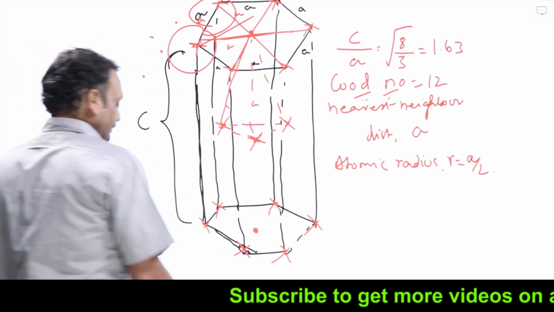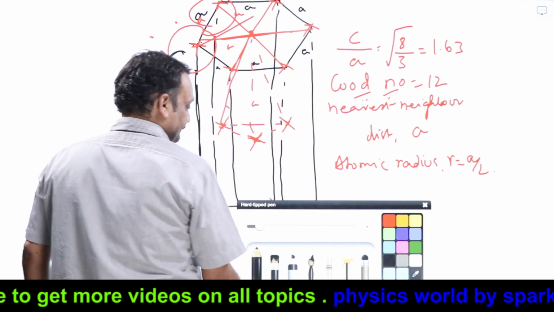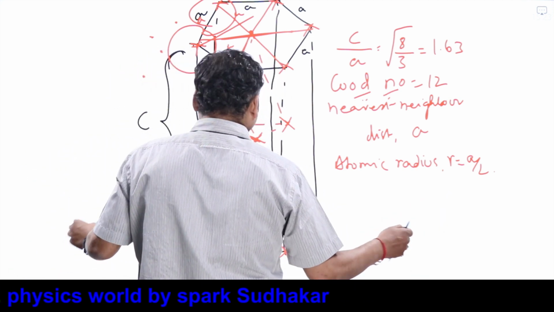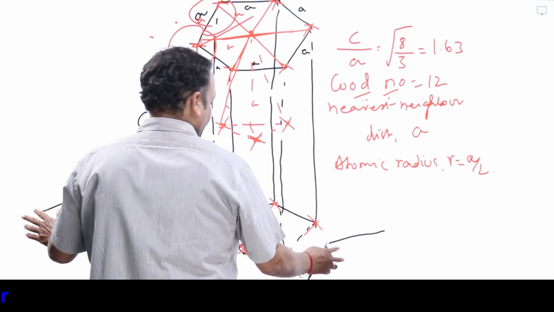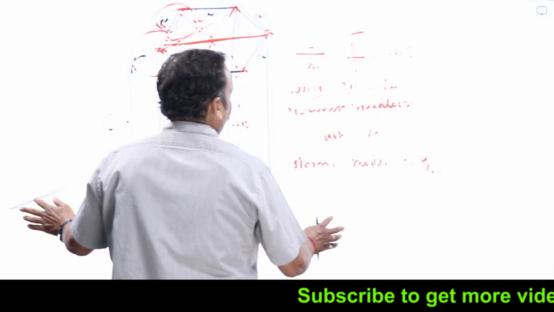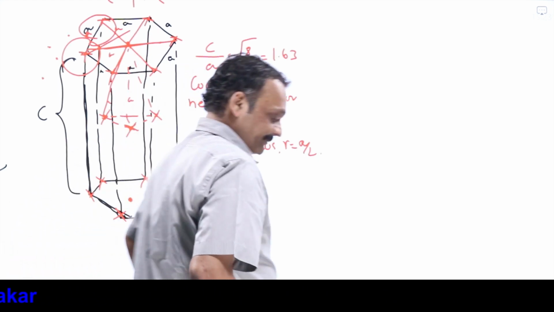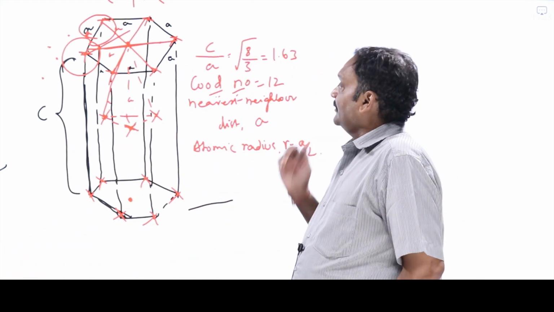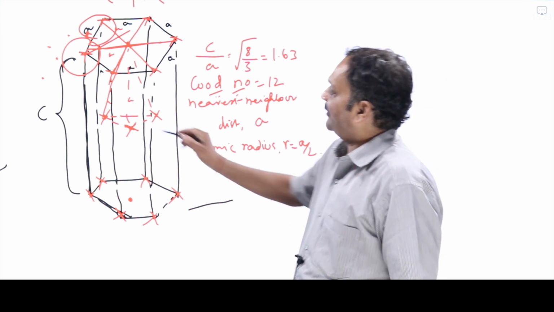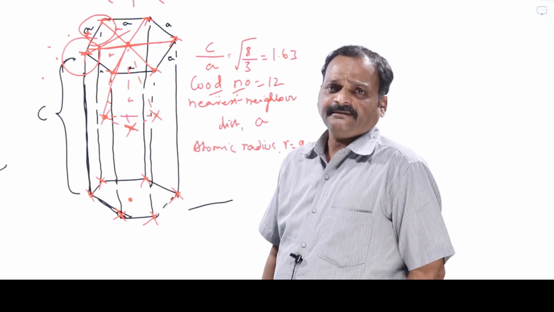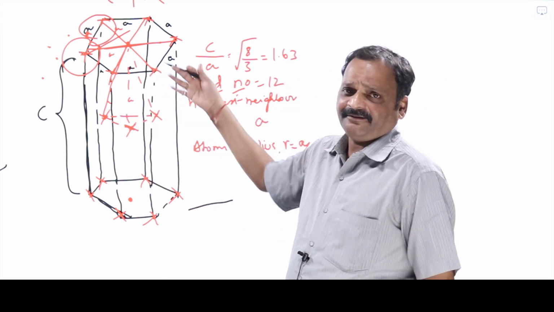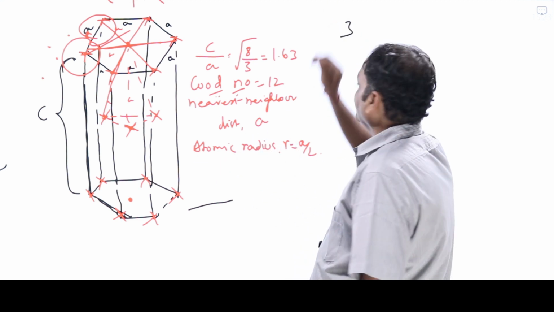Now number of lattice points per unit cell. This is interesting. Now we have to carefully evaluate how many lattice points are there per unit cell. It is like this. First of all, 3 atoms are present inside the box, so they are not shared by any other unit cell. So that 3 I am writing here first.